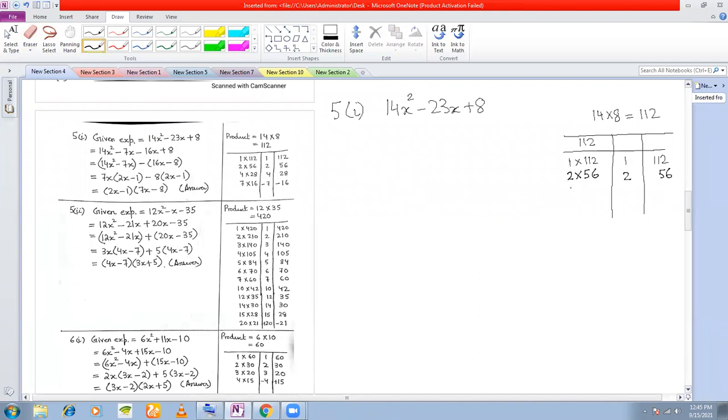Next is again 56, you divide by 2, so you will get 2 into 2 into 28, isn't it? Or you can write this as 4 into 28. Yes, 4 and 28 are the factors. Can 28 and 4 give you minus 23? They will not. That means again 28 you divide by 2 and you multiply 4 by 2 to get 8 into 14. So 8 and 14.